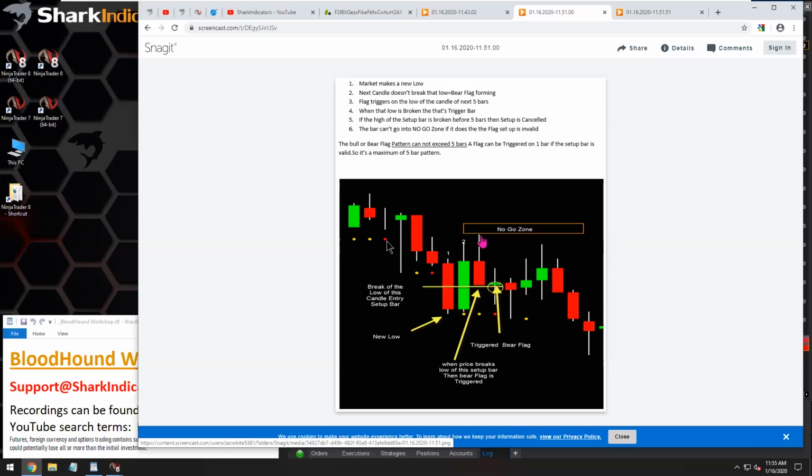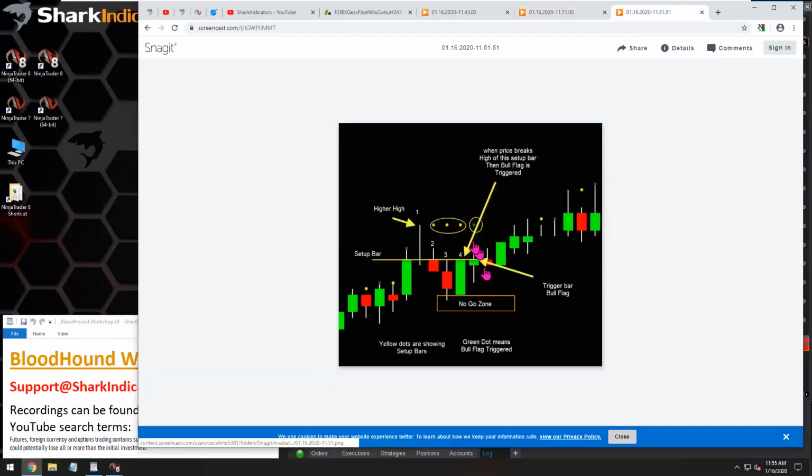But what we need is an indicator to track the high of this bar. BloodHound is not a tracking indicator. BloodHound does not track bar prices. That's the job of indicators. And we don't have an indicator that's going to track the high of this setup bar here. So we can't do rule number 5, this no trade zone.